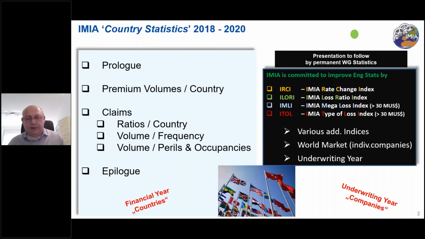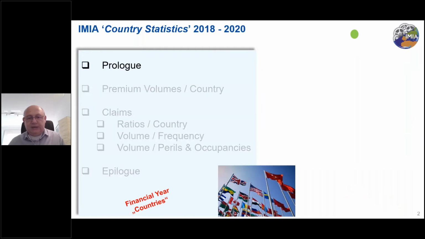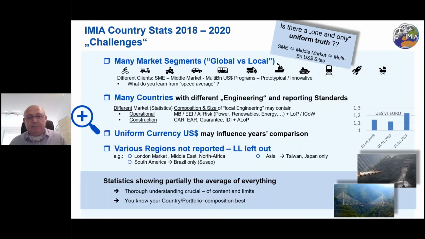And again, I try to make it lively and sharp, what we can learn out of the country statistics figures, where some of the countries have contributed. Before we go into the actual figures, some preliminary remarks, which I also did in recent times always. What can we learn? What can you not learn? It is around all the challenges we have with the country stats.